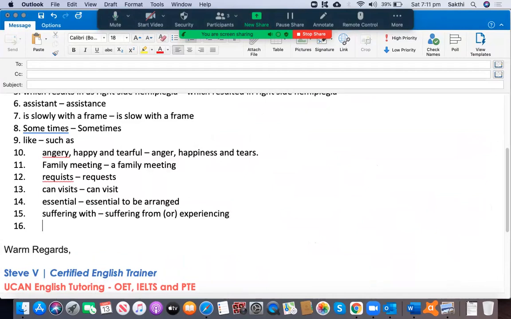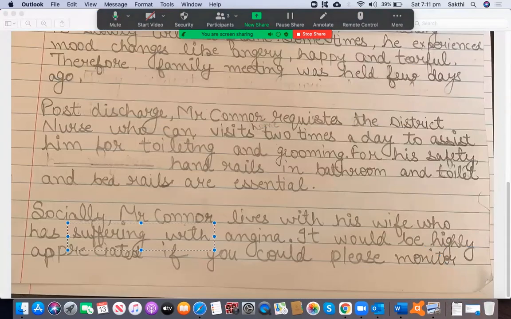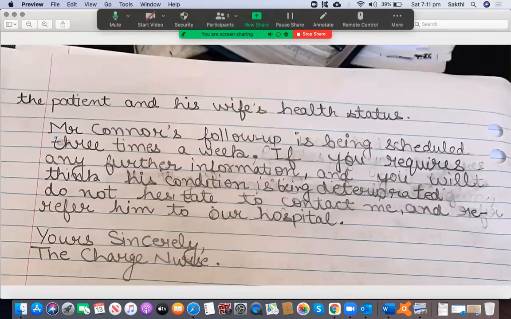Okay. Experiencing is more formal, so it's better to use experiencing. And it would be great, highly appreciated, if you could please monitor the patient and his wife's health status. Good. That's good. I'm happy with that.